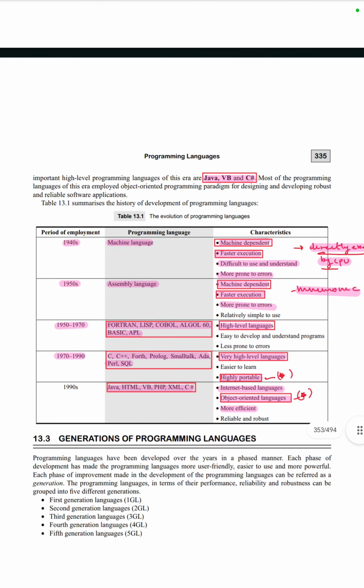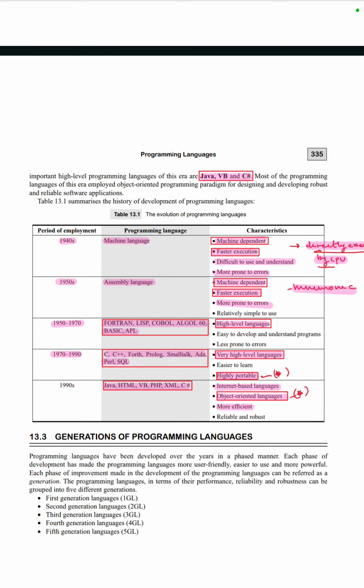Machine language is machine-dependent, has faster execution, is difficult to use and understand, and is more prone to errors. Machine languages were directly executed by the CPU. That is the reason for their faster execution, and they are more prone to errors as well.